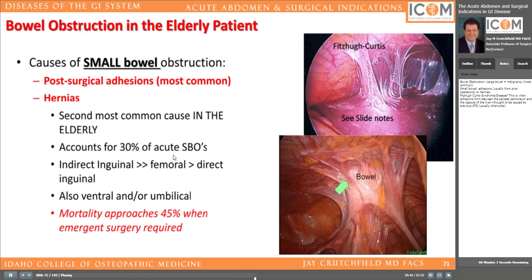An indirect inguinal hernia is a little more common than a femoral hernia, which is mostly seen in a female, and of course a direct hernia. You may remember some of these definitions when we spoke about hernias as part of fascial defects. There's also ventral and umbilical hernias, which can cause small bowel obstruction. The mortality approaches 45% when emergency surgery is required for a bowel obstruction secondary to adhesions or from hernias. It's a significant amount of hospital admissions and hospital morbidity and mortality.